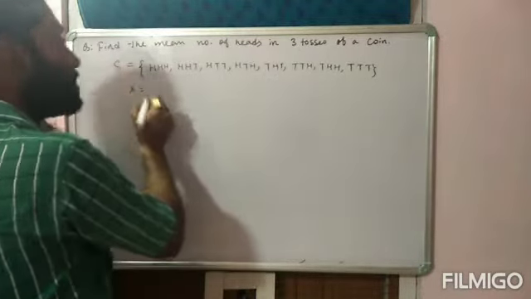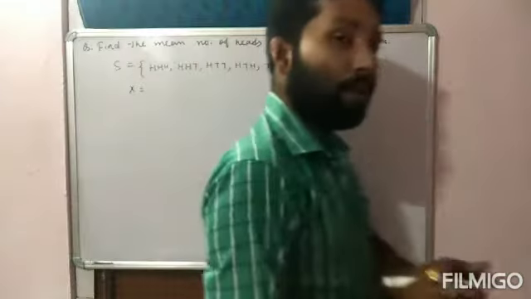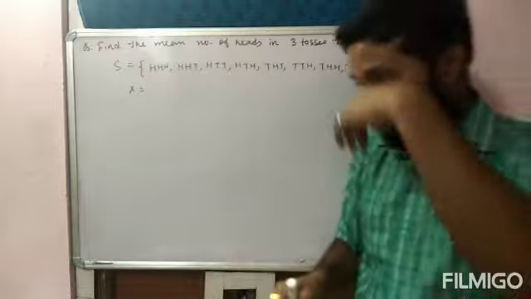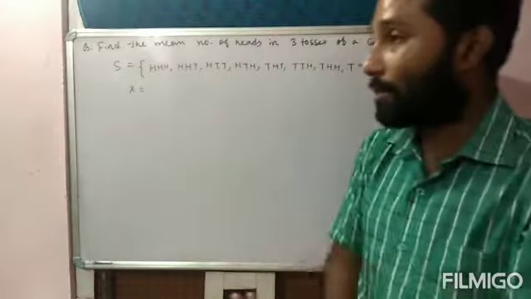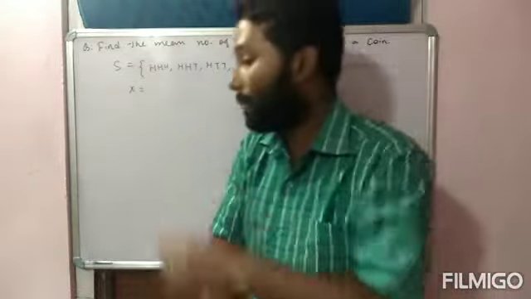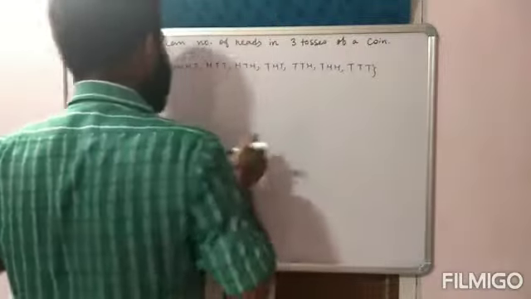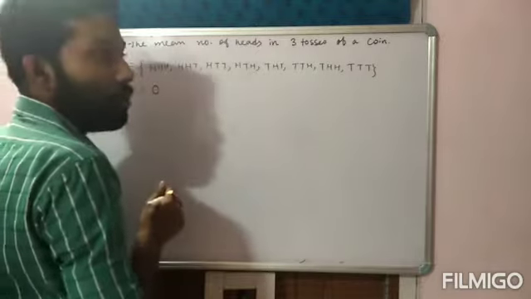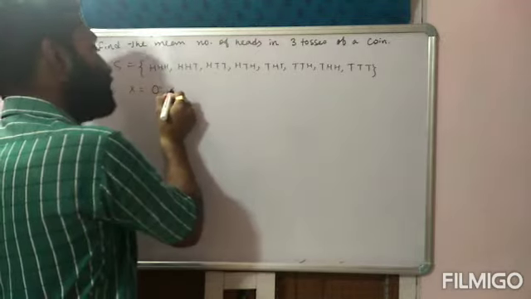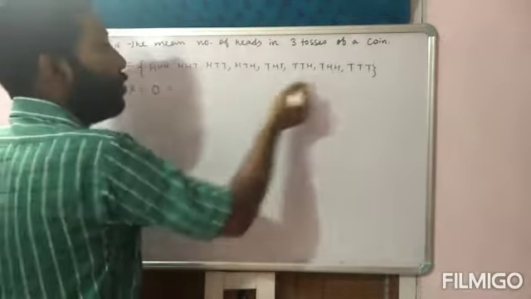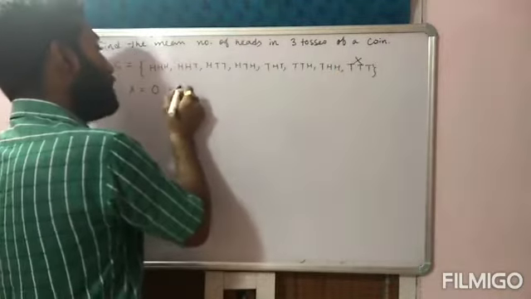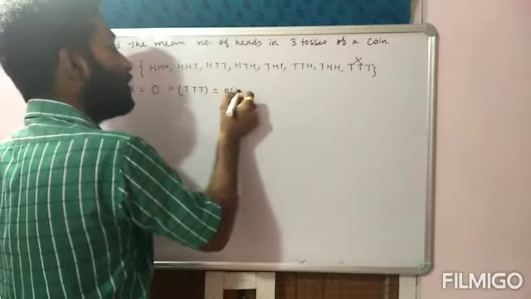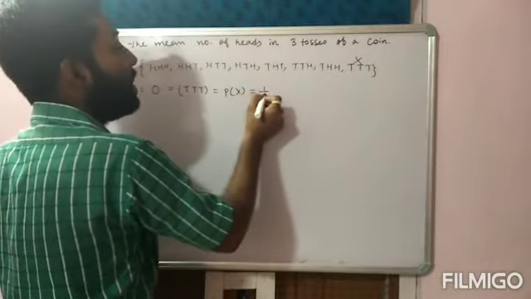What does X denote here? If you don't know X and P of X, then you cannot find the mean. So X denotes the number of heads, like the previous question. In the last question X denoted number of tails. So here X denotes number of heads. The first value of X will be 0. X equal to 0 means no head. No head means there is 1 point only, that is TTT. So immediately write the value of P of X. This will be 1 by 8.